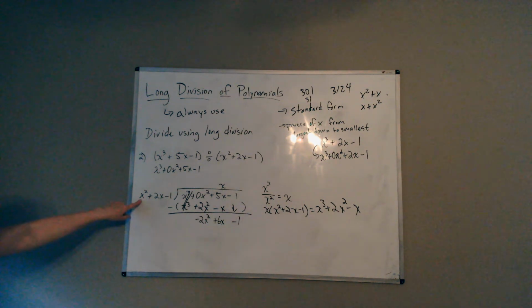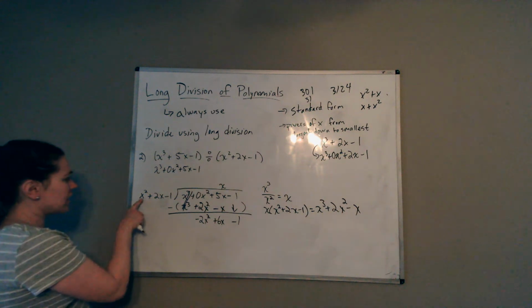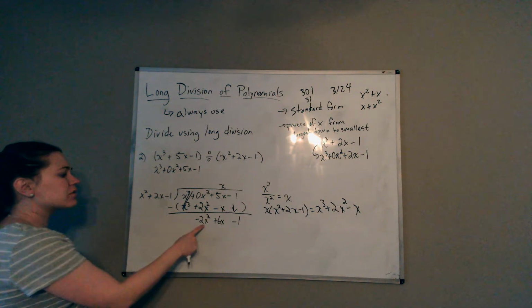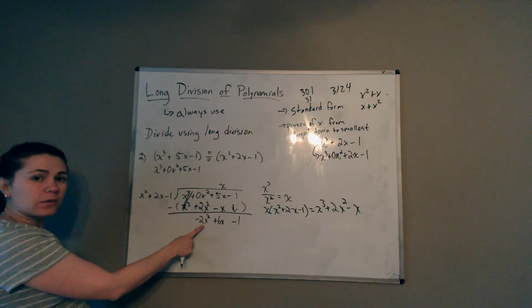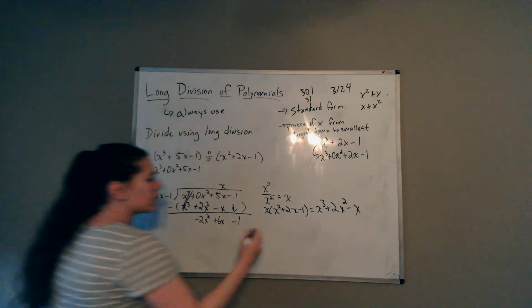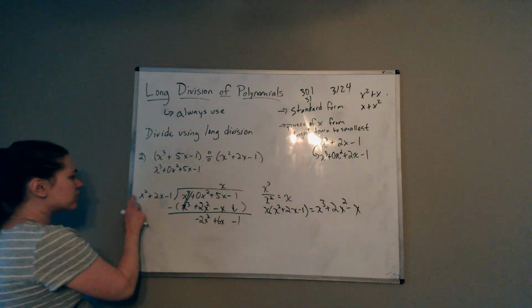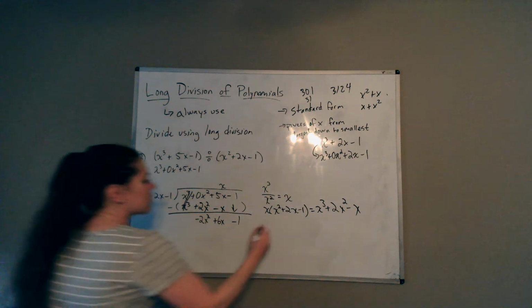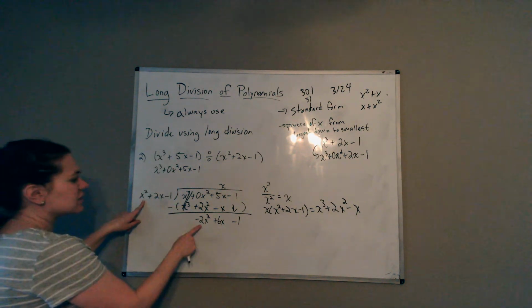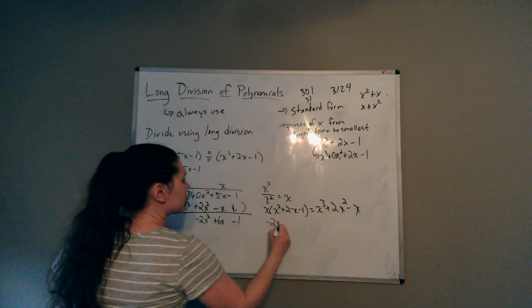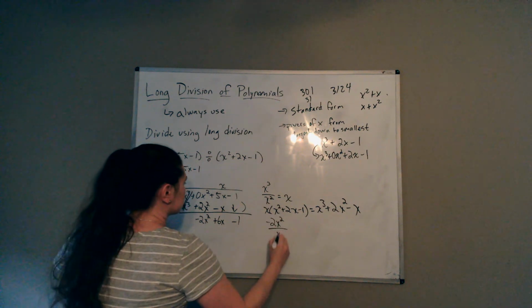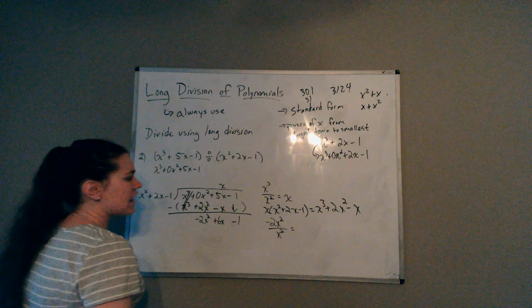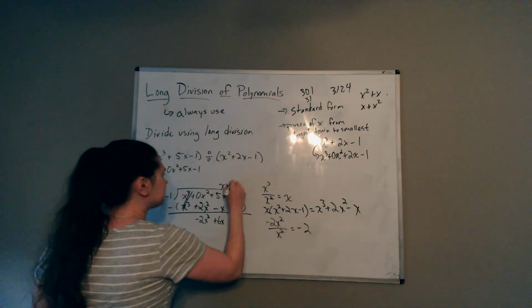Now notice, the leading term here has the same degree as the leading term here. Okay, that means we keep going. We don't stop until this has a larger degree than this. So how many times does x squared go into negative 2x squared without going over? Okay, simplify that. That's going to give us minus 2.